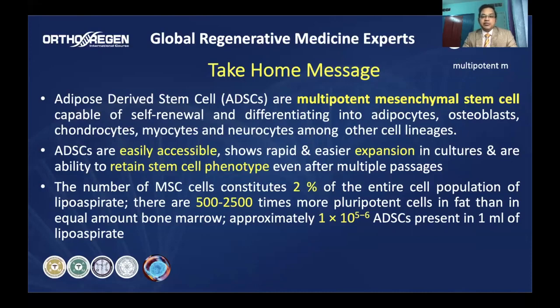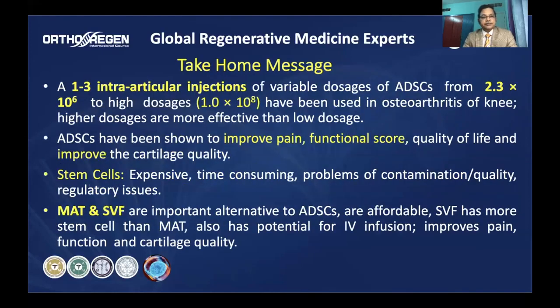They are more easily accessible. You can expand them easily and rapidly, and they are able to retain their phenotype for a longer time. The number of stem cells per unit volume is higher compared with the corresponding bone marrow, like 500 times more. 1 ml contains more than 100,000 to 1 million cells. Usually 1 to 3 injections of variable dose are given. Doses as low as 2.3 million cells and as high as 1 billion cells have been shown, but 2 million is also good. Usually in our practice, we use 20 million cells per joint.